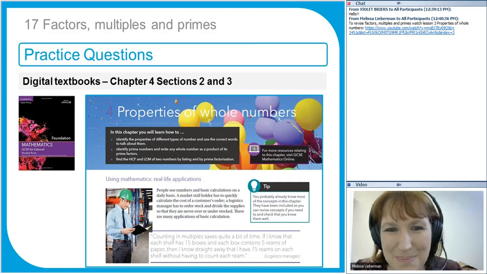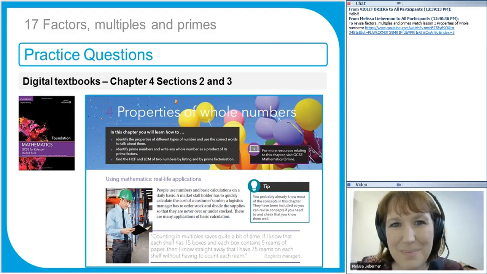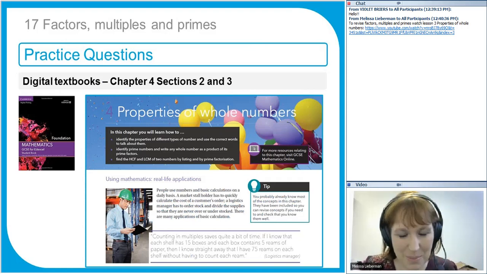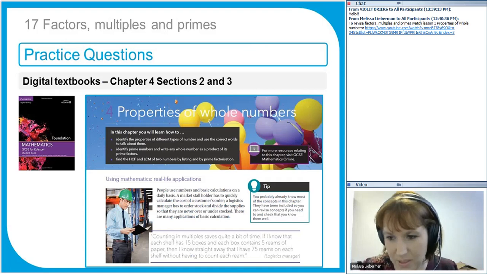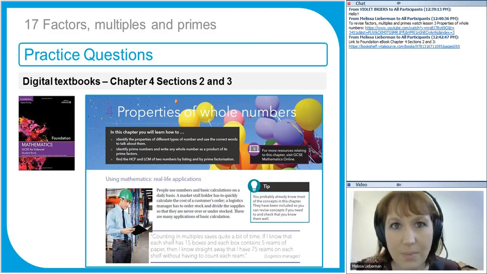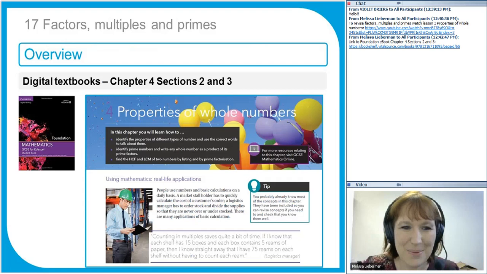If you want to read up on the material that I'm doing today, there are some more worked examples and explanation in your digital textbooks. It's chapter 4. I think this is in both the higher and the foundation tier books. I'm just going to link you now to the foundation tier ebook. So chapter 4, sections 2 and 3. There are some questions in there. I'm not going to do any real life context problems today, just the basic prime factor method for finding highest common factors and lowest common multiples. Not that you mix them up, but you can use chapter 4 there.